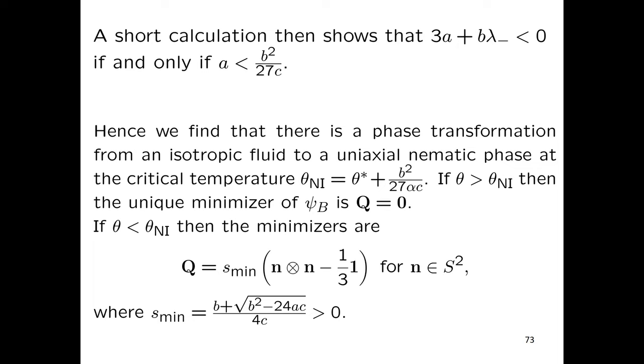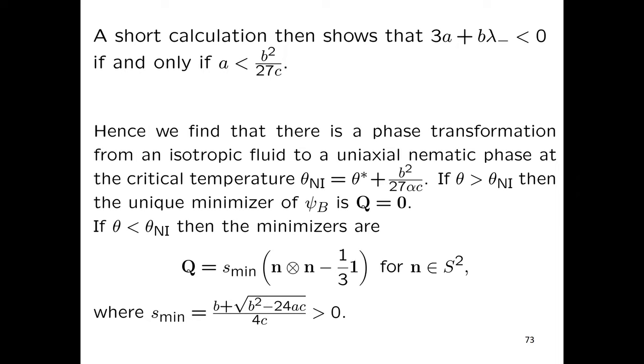And if theta is bigger than this temperature, then the unique minimizer is zero. And if it's less than it, then the minimizer is given by this uniaxial form. And S min, this is a scalar order parameter, is given to you in terms of the constants.